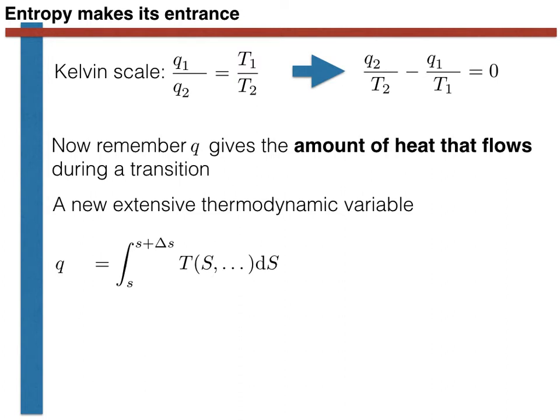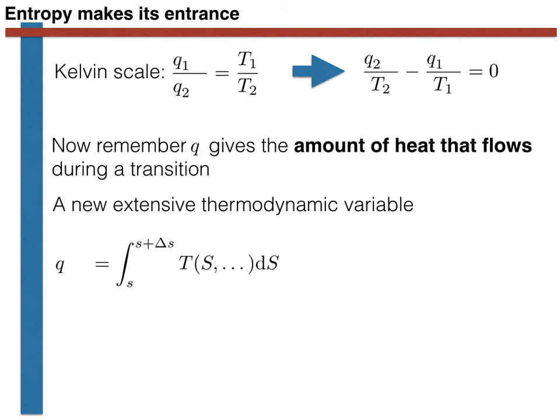In that expression, we were integrating over a change in an extensive thermodynamic variable, the volume, and the integrand was the conjugate intensive thermodynamic variable, the pressure. In this expression, the integrand is an intensive thermodynamic variable, the temperature, and we are integrating over an extensive thermodynamic variable, the entropy, which is conjugate to temperature.